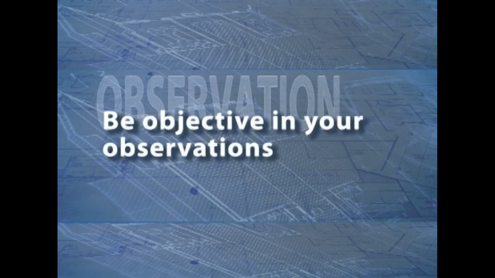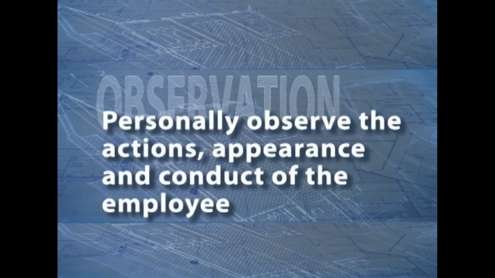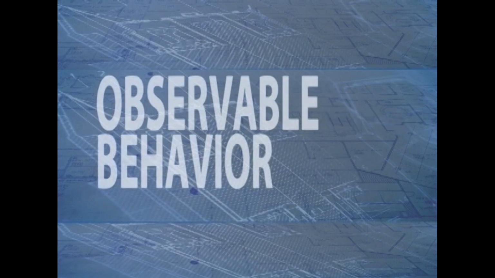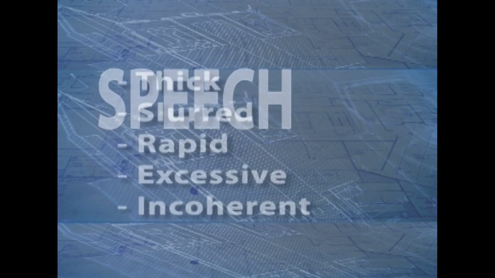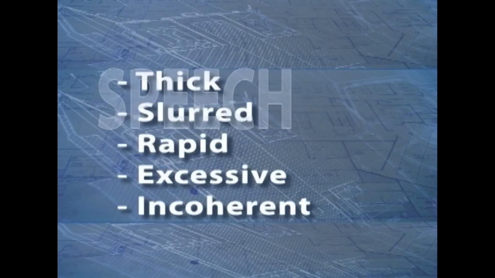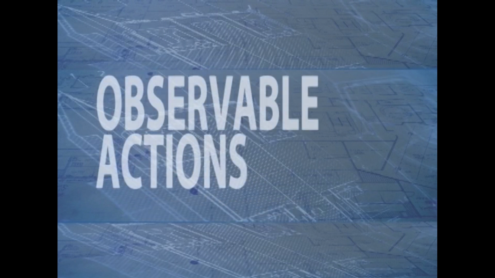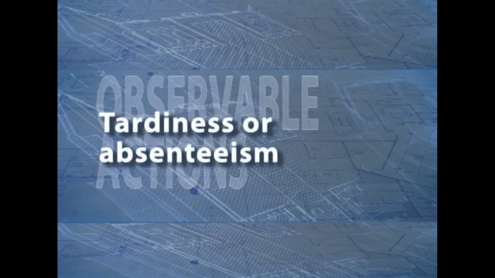Hearsay evidence is not considered objective observation. You must personally observe the actions, appearance, and conduct of the employee. Observable behaviors include speech, emotional and physical changes. Examples of speech include thick or slurred speech, speaking rapidly or excessively, slowly or even incoherently. Observable actions may also include a pattern of tardiness or absenteeism on the job.